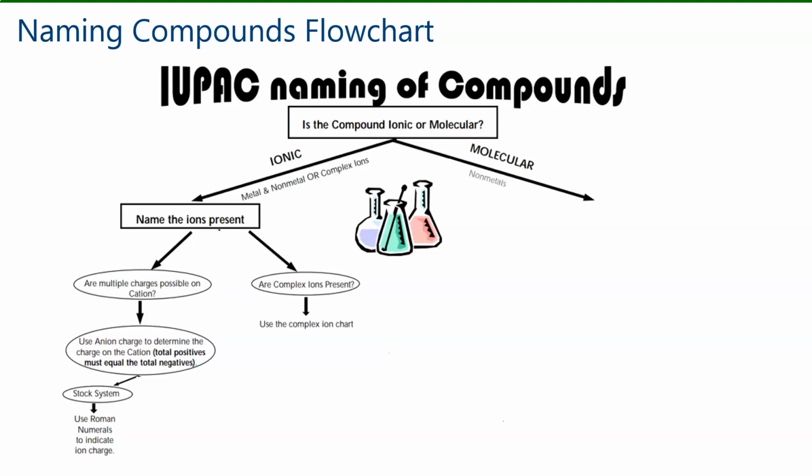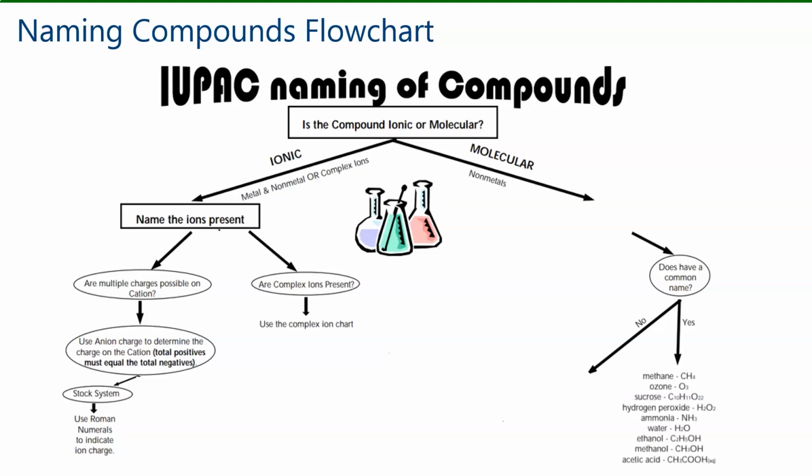For molecular compounds, that is, two nonmetals, you check to see if it has a common name. So, for example, you should know methane, ozone, sucrose, hydrogen peroxide, ammonia, water, ethanol, methanol, and acetic acid. These all have common names, and you don't use the IUPAC rules for naming those.